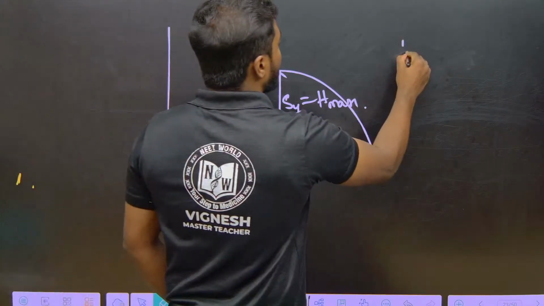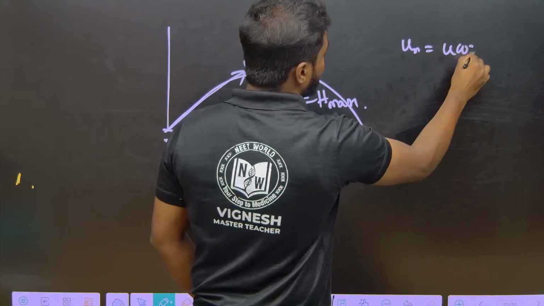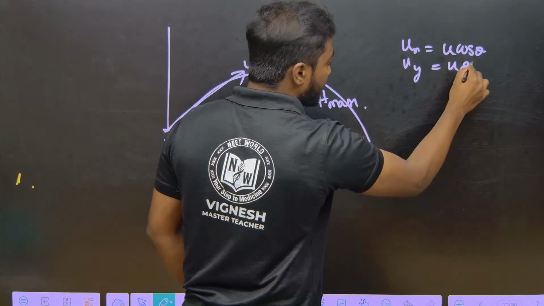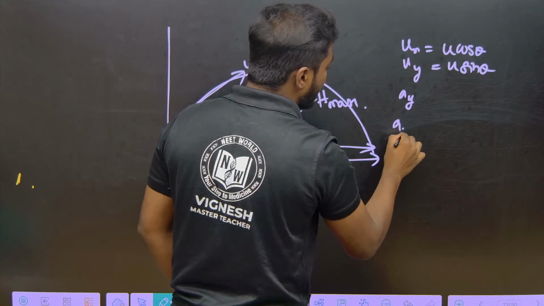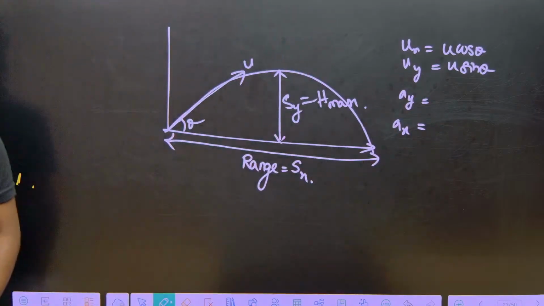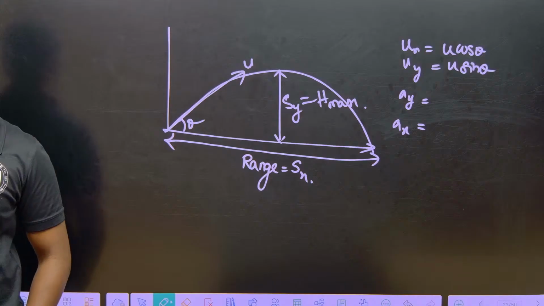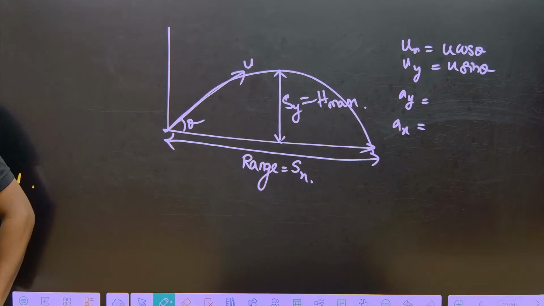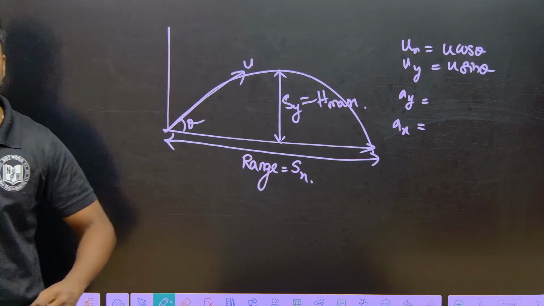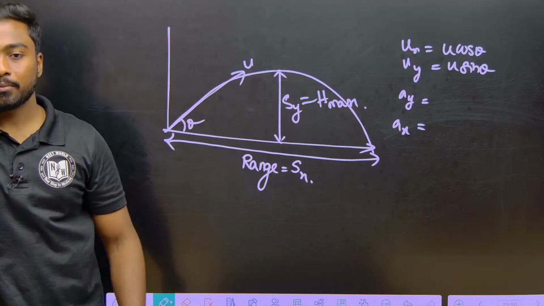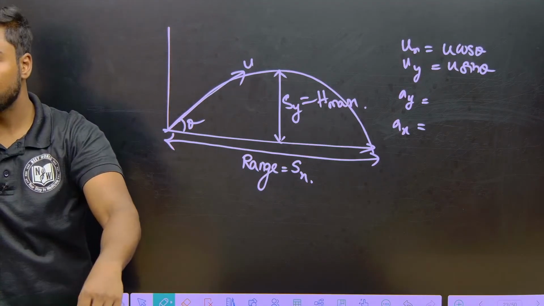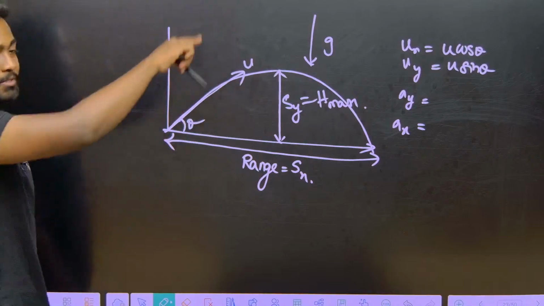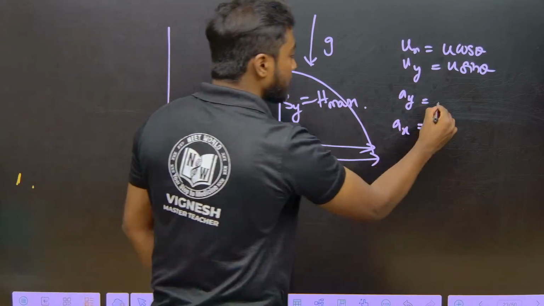So ux equals u cos theta, the angle is this one. uy equals u sin theta. What about ay and ax? Acceleration in x and y direction. We will consider acceleration as gravity. If I throw an object, acceleration depends upon gravity. It will try to push you down. So what is the direction of gravity? It is towards down. I am throwing the object opposite to gravity, so it is minus g.